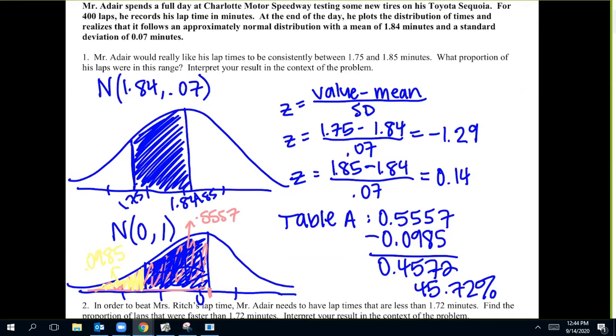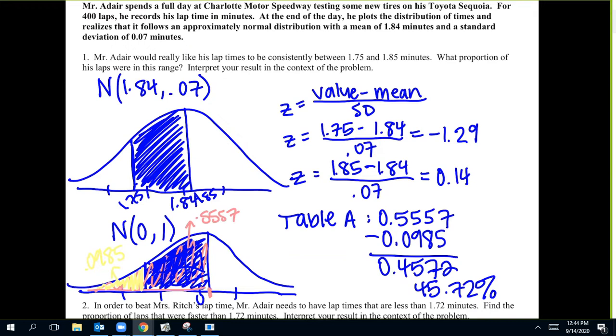Everyone, we are using this video to show how you can correct your own work for the normal curve warm-up from the other day. Starting with number 1, Mr. Adair would really like his lap times to be consistently between 1.75 and 1.85 minutes. What proportion of his laps were in this range?